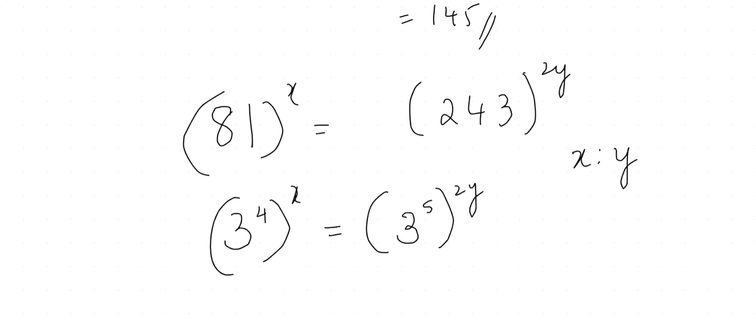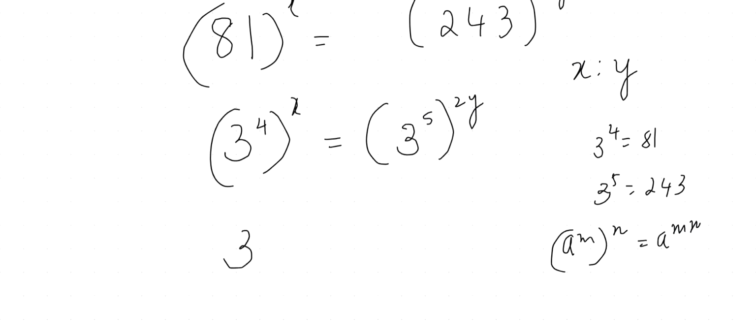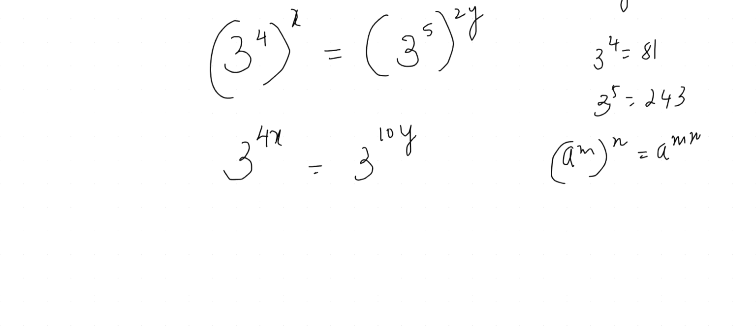So what have we used? 3 power 4 is 81, 3 power 5 is 243. Remember, a to the power of m, to the power of n, is a to the power of m into n. So likewise, it is 3 to the power of 4x is equal to 3 to the power of 5 into 2y, which is 10y. Now you can say 4x is equal to 10y. So x upon y is 10 upon 4. 2 fives are 10, 2 twos are 4. So in other words, x is to y is 5 is to 2.